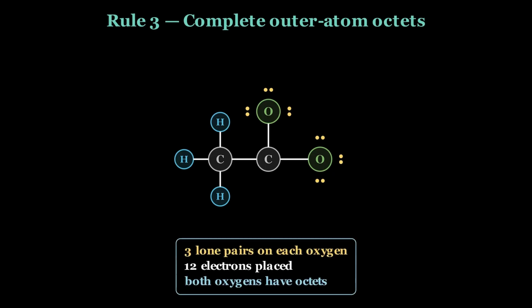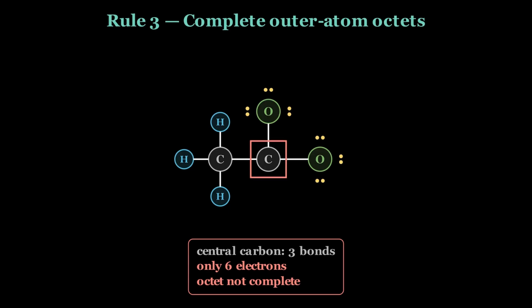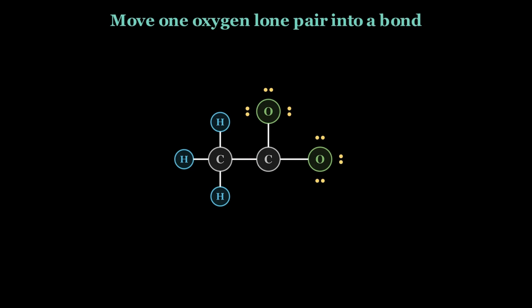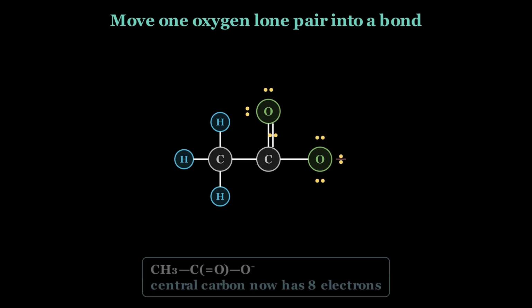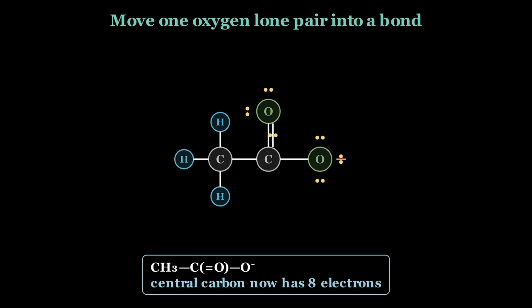But look at the central atom carbon. It only has 3 single bonds, the CC bond and the 2 CO bonds, which is 6 electrons. It isn't at an octet, and we have no electrons left. So we do exactly what we did for CO2. We take a lone pair from the oxygen, move it to the bond, forming a C double bond O bond. Now the carbon has 4 bonds, a full octet. One oxygen is double bonded and the other one is single bonded and carrying the extra minus charge. So that is done. We are finished with the acetate ion structure.